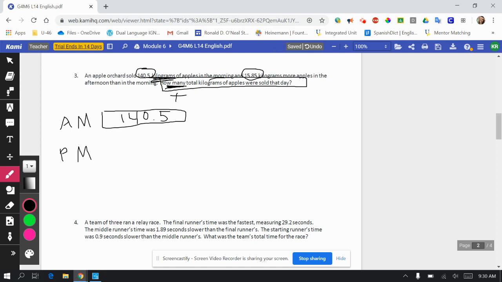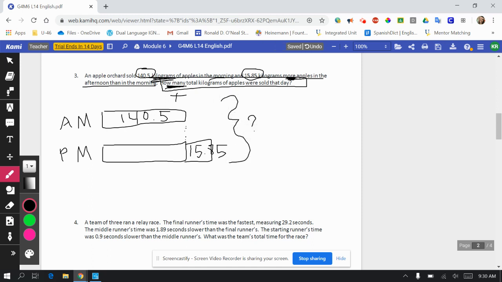Now, for the afternoon, what you should not do is just draw a little piece and say 15.85. Why? Because here it says they sold this many kilograms more than, okay, we remember that language from before. So it's actually connected to the morning, and then they sold more than 15.85. How many total kilograms of apples were sold?